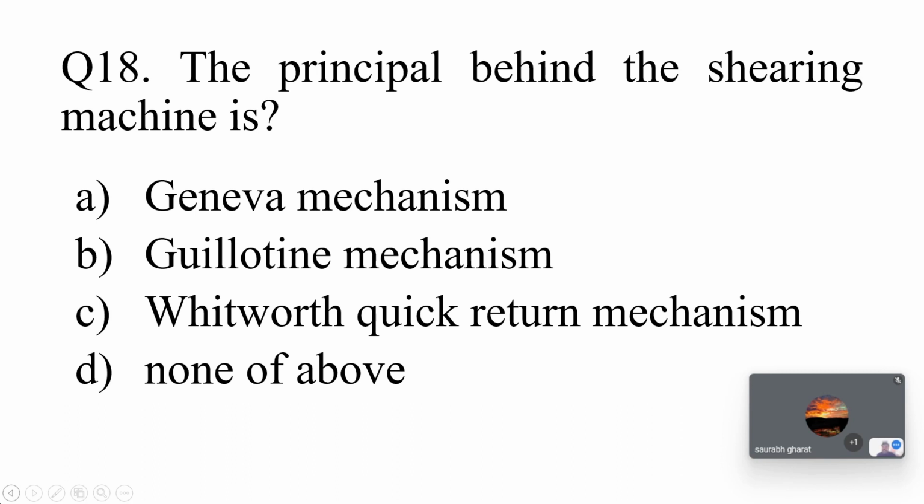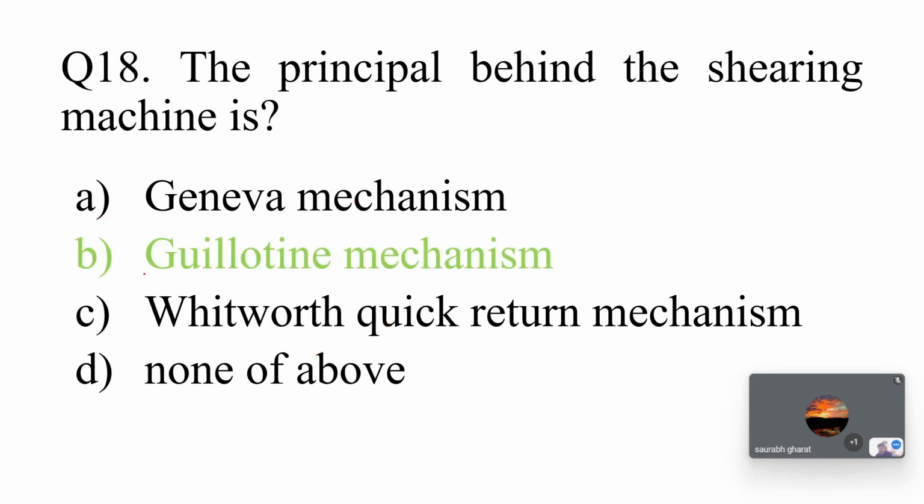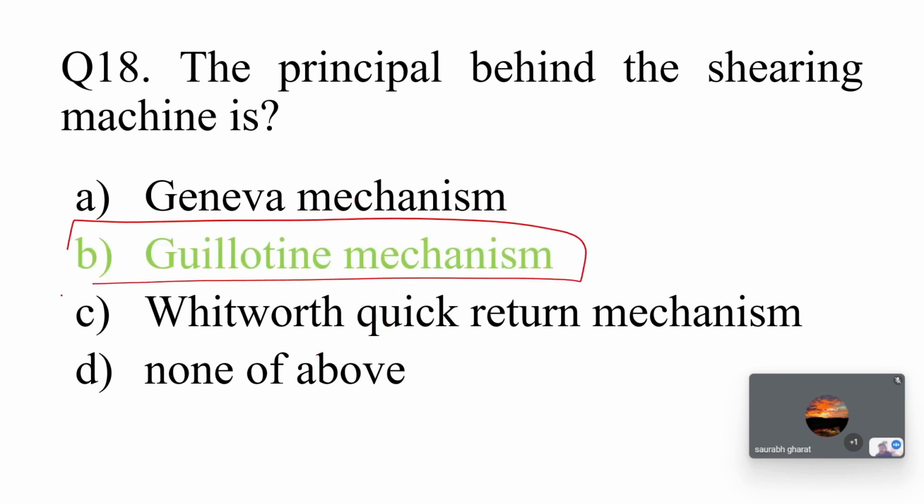Okay, the principle behind the shearing machine is the Ginama mechanism. You know it is wrong. The Beloit mechanism is the only correct option. Gilbert Quick is different, used for shaping operations, and none of the above is wrong. So the piloting mechanism is the only correct answer. Okay, this answer is correct.